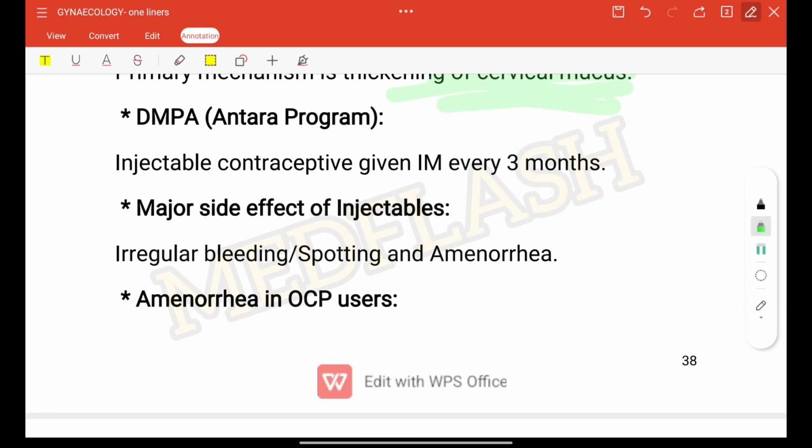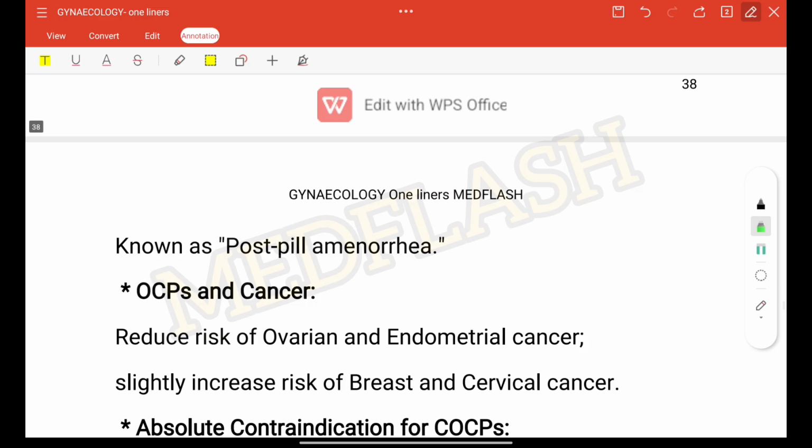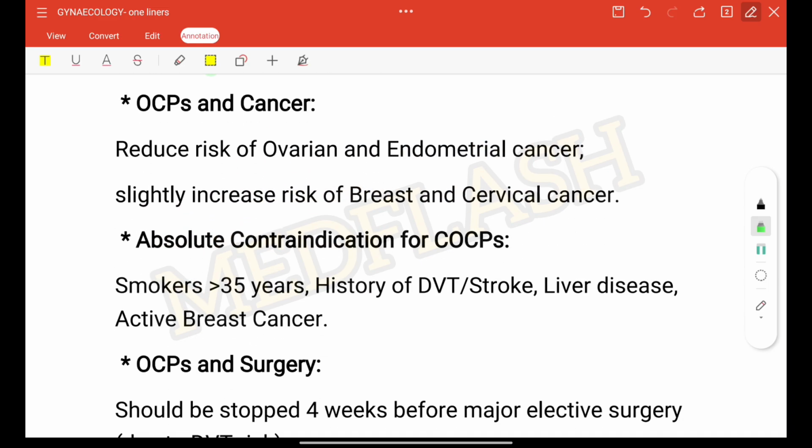DMPA, Antara program, is an injectable contraceptive given IM every 3 months. Major side effects of injectables are irregular bleeding, spotting and amenorrhea. Amenorrhea in OCP users is known as post-pill amenorrhea. OCPs and cancer: they reduce the risk of ovarian and endometrial cancer.